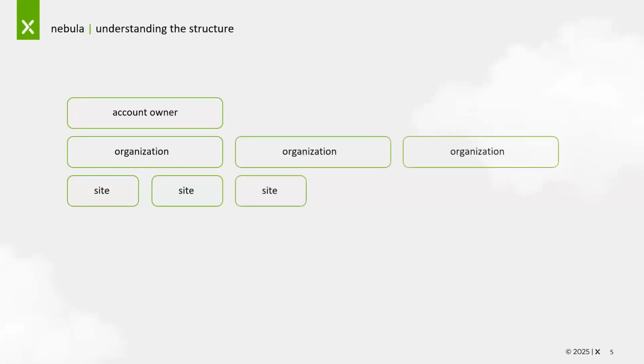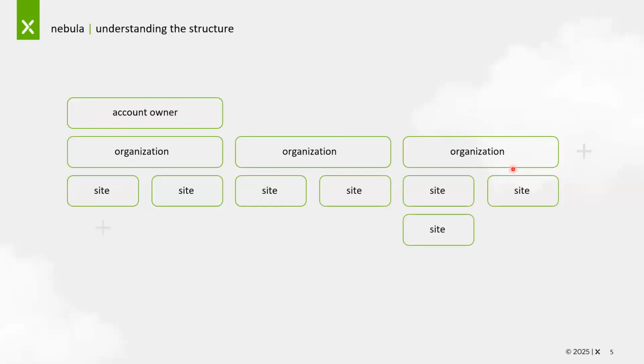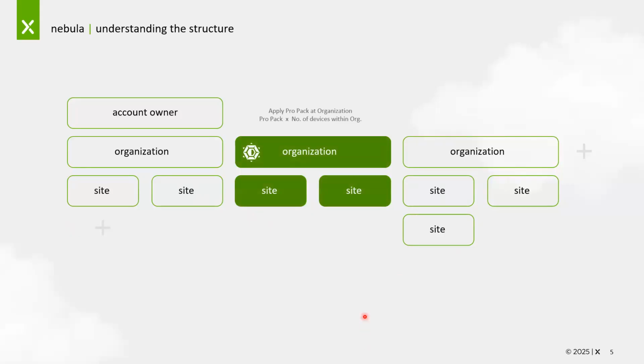So, going into licensing here for Plus and Pro Pack. This is just showing here you've got your account owner. That owner has multiple organizations under them. Those orgs have one or more sites under each of those. So when you want to upgrade to Plus or Pro Pack, you are doing it at the organization level.